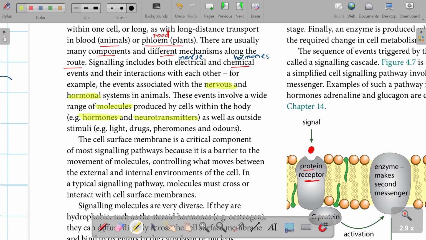What can be external stimuli? Anything which is not familiar to your normal perception can be an external stimulus. Clear? For example, light, drugs, pheromones, and odors, any smells, right?